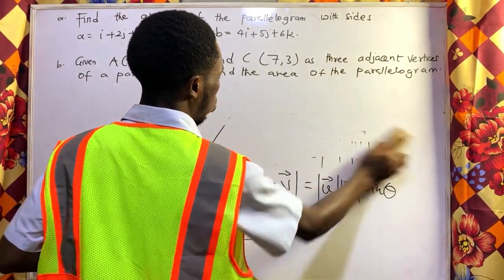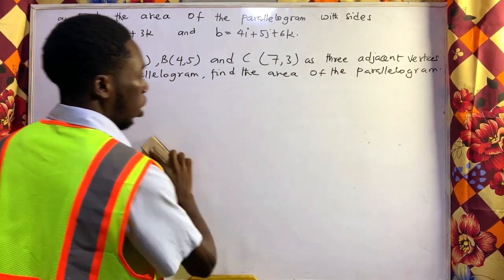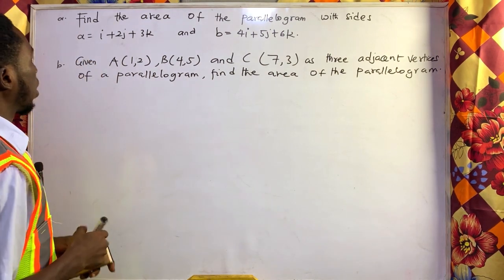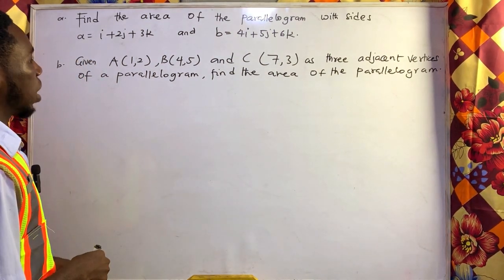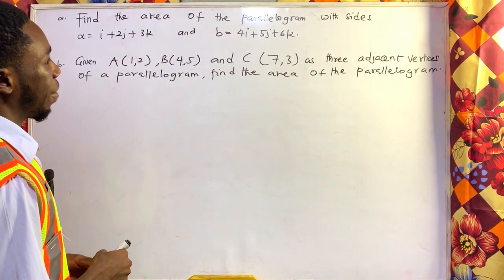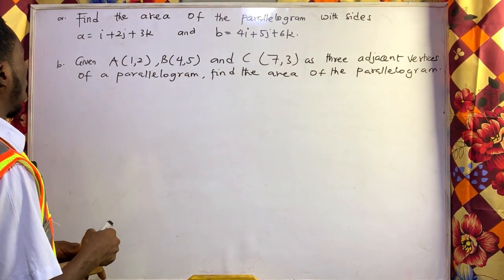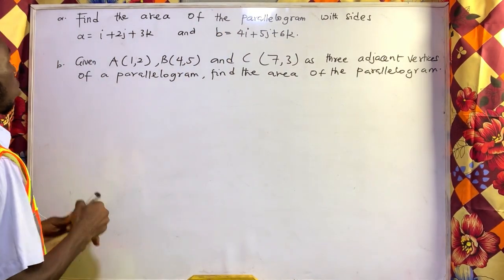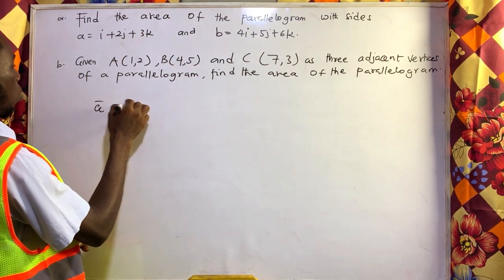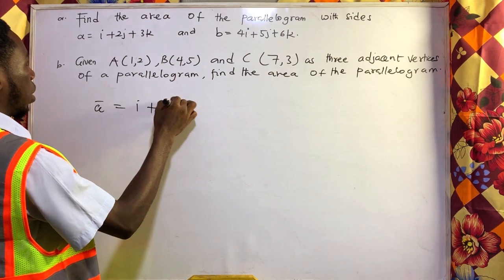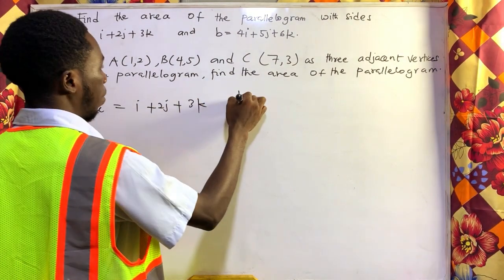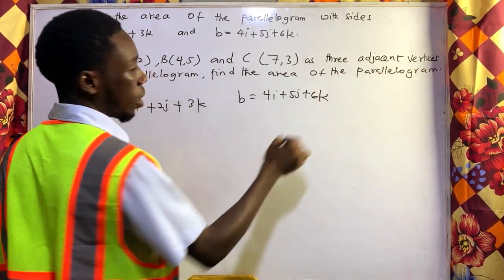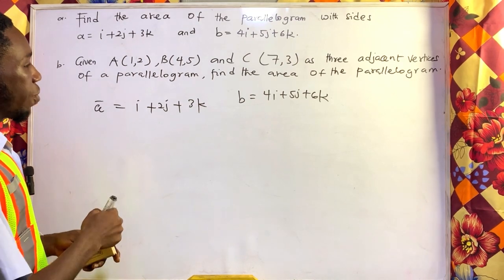So let's go to question 1. For question A, it says find the area of the parallelogram with sides A, given as 1i plus 2j plus 3k, and B, given as 4i plus 5j plus 6k. In this case, our vector u would be A and vector v would be B.